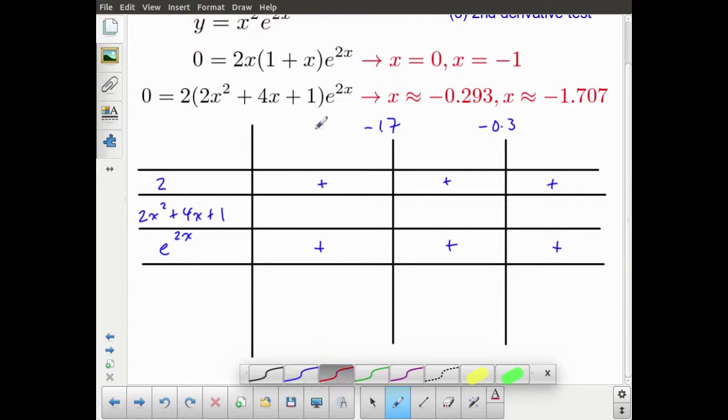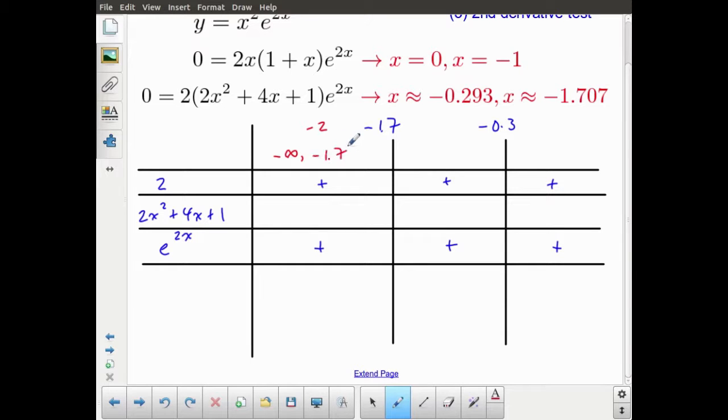So for example, I might put in negative 2 here. This is the interval from negative infinity to negative 1.7. This is the interval from negative 1.7 to negative 0.3. And this is the interval from negative 0.3 to infinity. So let's go ahead and put in negative 2, and here I'll use negative 1, and here I'll use 0. Those are all really convenient values.